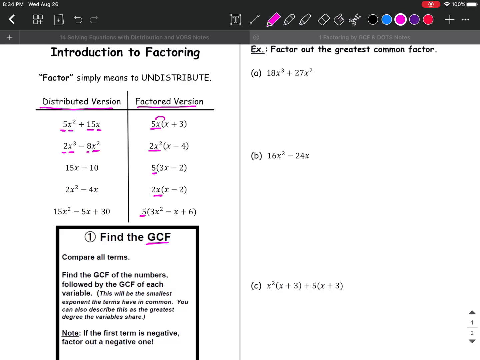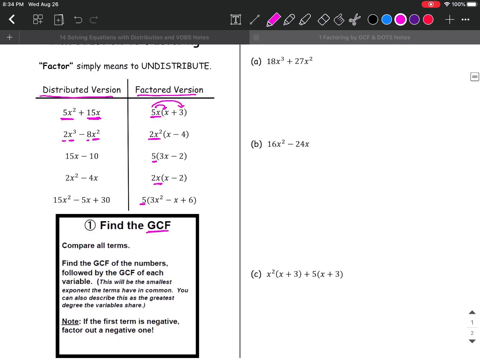And if you were to distribute them and multiply, 5x times x is 5x squared, 5x times 3 is 15x. So you can check your factoring by multiplying, and if you come out with the original problem, you'll know you did it correctly. So when it comes time to find the greatest common factor, you're going to compare all your terms. You're going to find the GCF of the numbers first. Then you're going to find the GCF of each variable. That will be the smallest exponent the terms have in common.